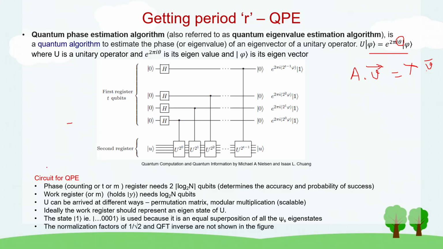Okay, let's see the circuit. Let's try to understand the circuit. It has two sets of qubits. The first one we call the register.